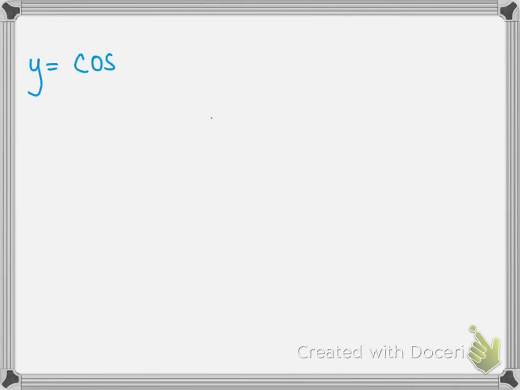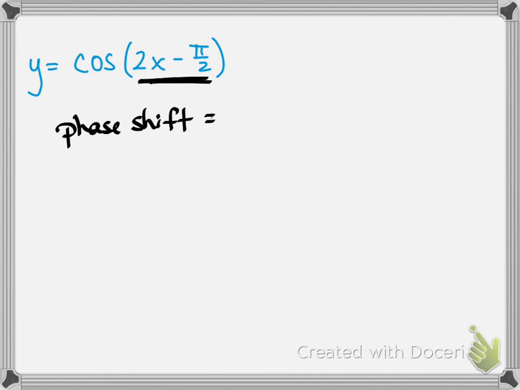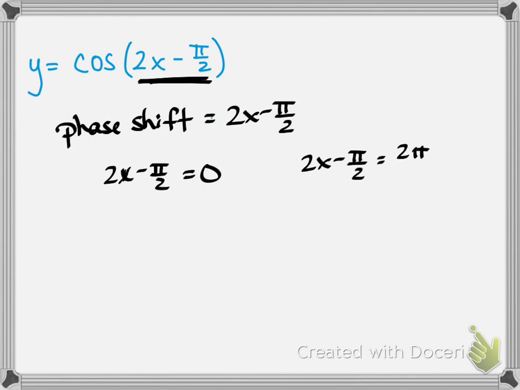So let's do the cosine of 2x minus pi over 2. So just considering the fact that we have a phase shift here. So our phase shift is 2x minus pi over 2. So we're going to set that equal to 0 and equal to 2 pi. Add the pi over 2 over and divide by 2, or it's probably easier to multiply by a half to clear that 2. Over here, add the pi over 2 over.